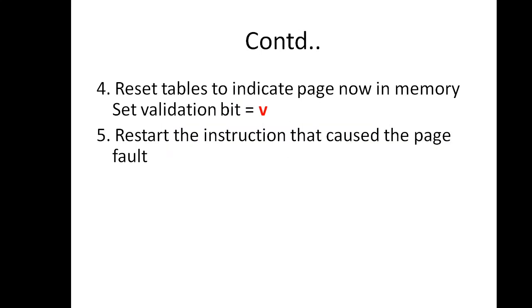This is in continuation with the previous slide. Now the next step is, once the disk read is complete, we should modify the internal table that is kept with the process and also the page table to indicate that the page is now in memory. That means the page was not found, so we have read that particular page from the disk and now it is placed into the memory. So we should update the page table now. We can set the validation bit equal to V.